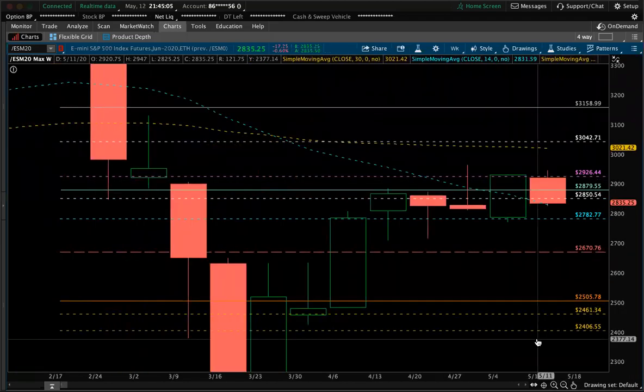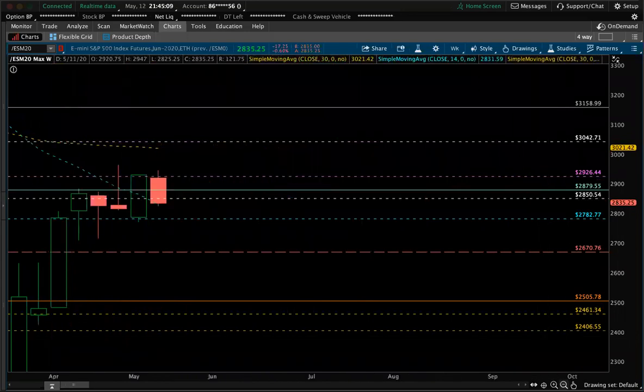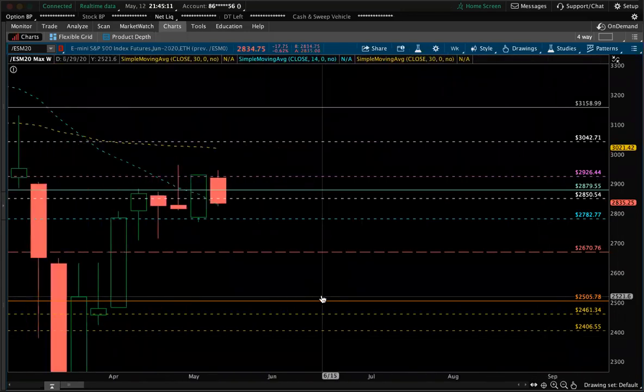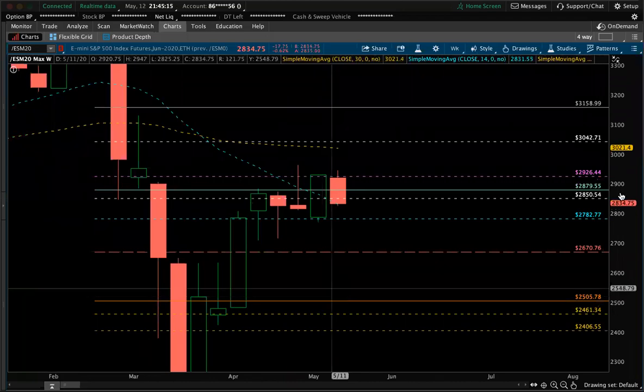So currently we're looking for the 14 SMA to hold on this weekly time frame, and we're looking for a bounce there. My target, and the reason for me getting the 302s, was because of the 30 SMA for SPY and for ES on the weekly chart.